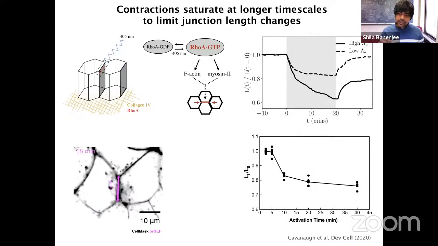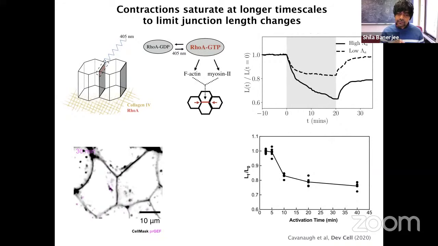And this contraction saturates for longer time scales. So if you have the activation for longer and longer times, there is a finite limit to how much you can contract, right? So what we see is that with a single pulse of rho, you can only contract maybe 80% of the length, right? So then how can you actually go all the way to intercalate, right?